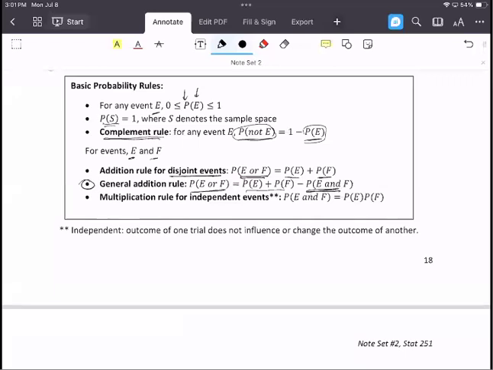And then finally, the multiplication rule for independent events. We haven't really talked about independence yet, so we're going to start here. The probability of two things happening, E and F, is found by multiplying the two probabilities together: the probability of E times the probability of F. Independent means that the outcome of one trial does not influence or change the outcome of another. And we're going to show examples of this later.